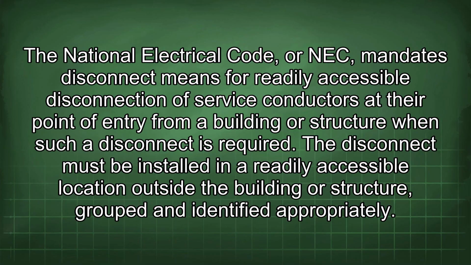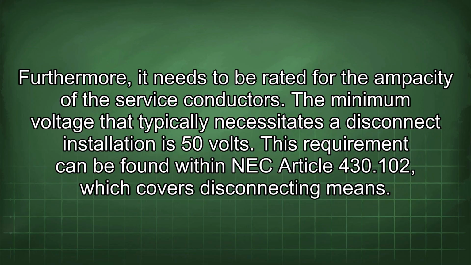The National Electrical Code, or NEC, mandates disconnecting means for readily accessible disconnection of service conductors at their point of entry from a building or structure when such a disconnect is required. The disconnect must be installed in a readily accessible location outside the building or structure, grouped and identified appropriately. Furthermore, it needs to be rated for the ampacity of the service conductors. The minimum voltage that typically necessitates a disconnect installation is 50 volts.